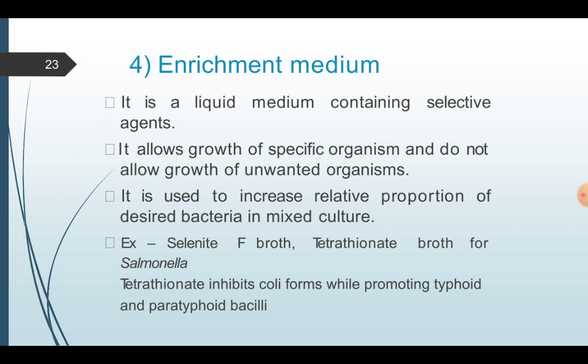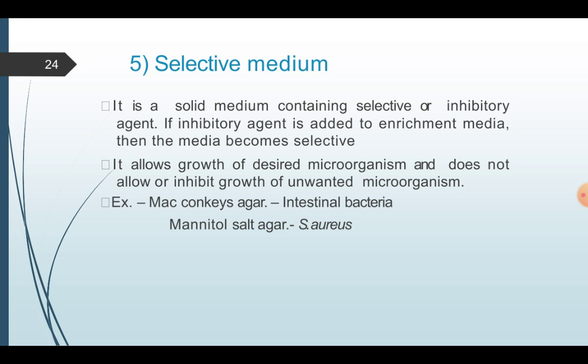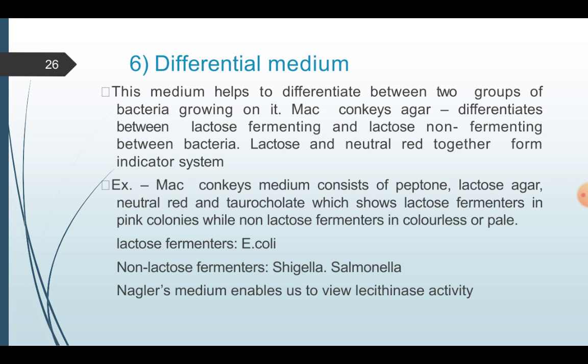Tetrathionate inhibits coliforms while promoting typhoid and paratyphoid bacilli. Selective media are solid media containing a selective or inhibitory agent. If an inhibitory agent is added to enriched media, then the media becomes selective. It allows growth of desired microorganisms and inhibits growth of unwanted microorganisms. Examples are MacConkey's agar for intestinal bacteria and mannitol salt agar for Staphylococcus aureus.